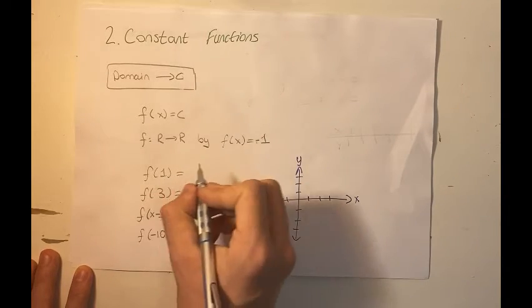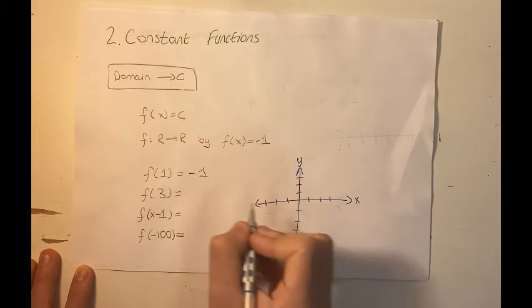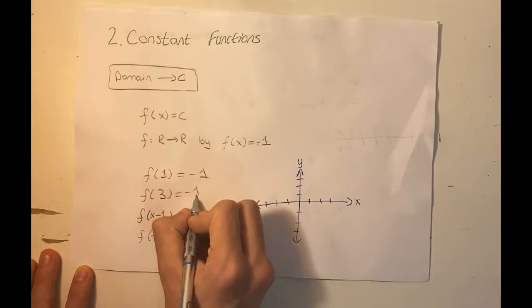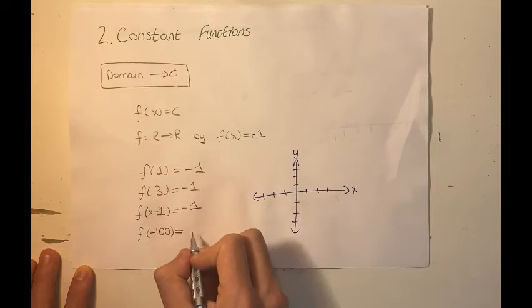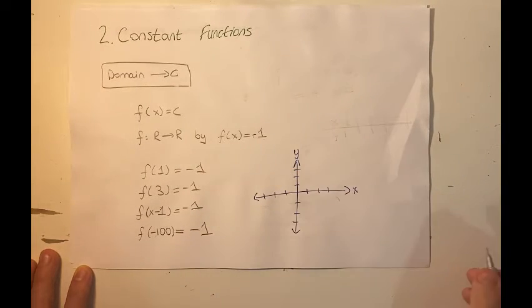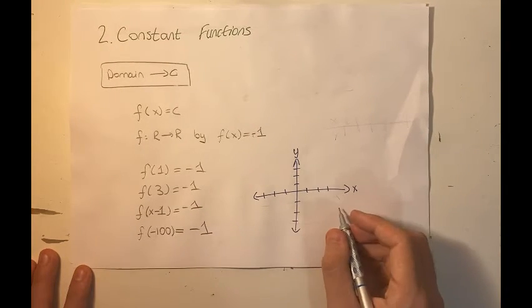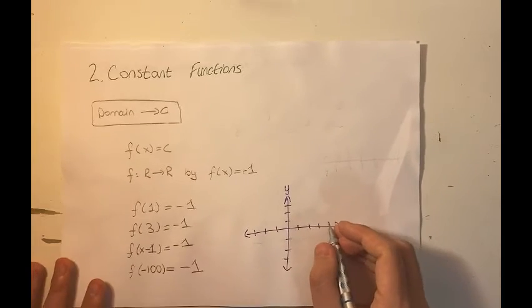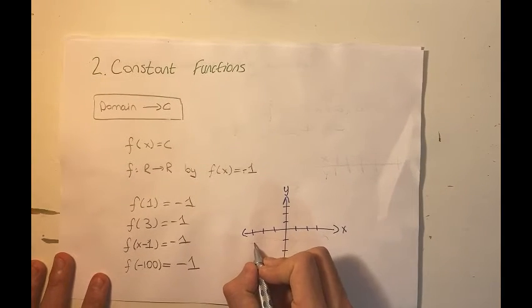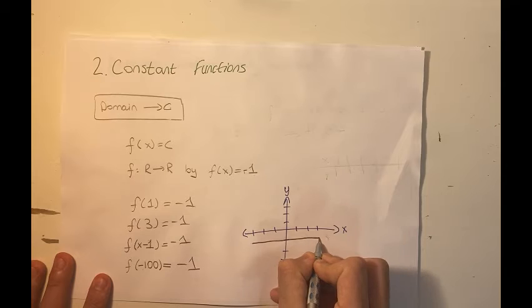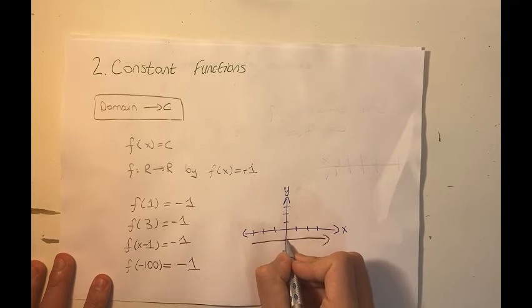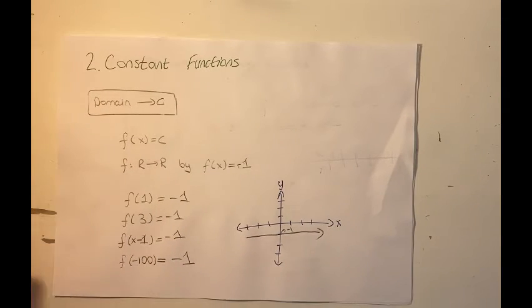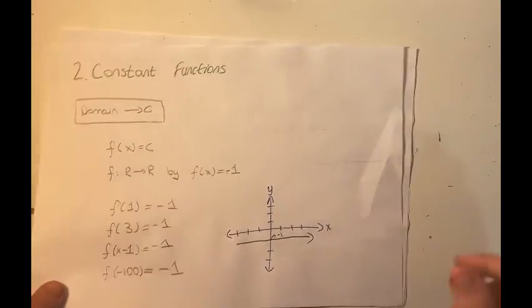So f(1) will be minus 1. f(3) will be minus 1. The rest is, as you can see, minus 1. On graph, it will be drawn as a horizontal line. Let's suppose here as minus 1. I hope I could explain it.